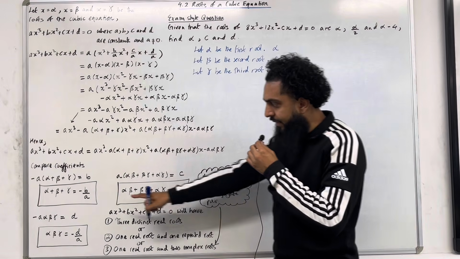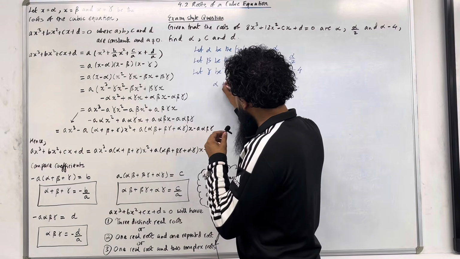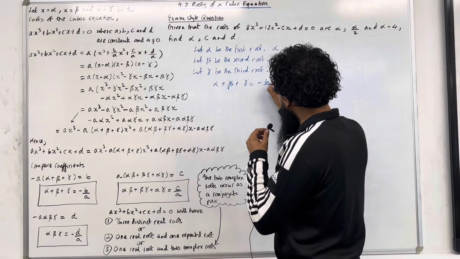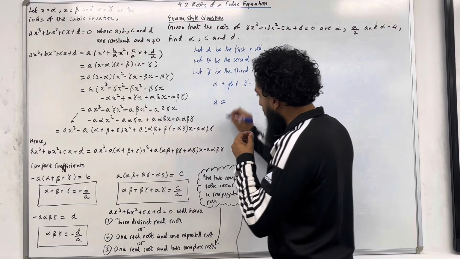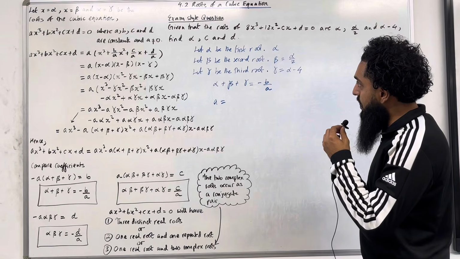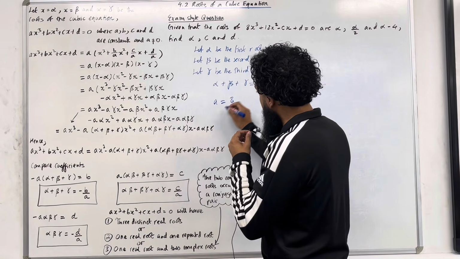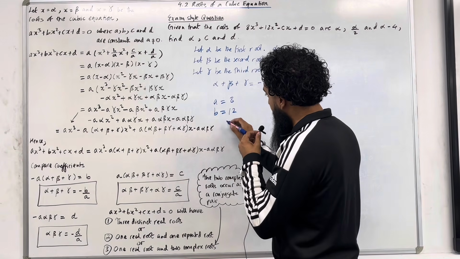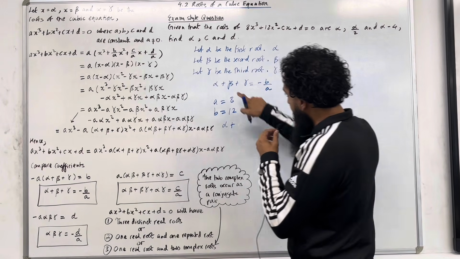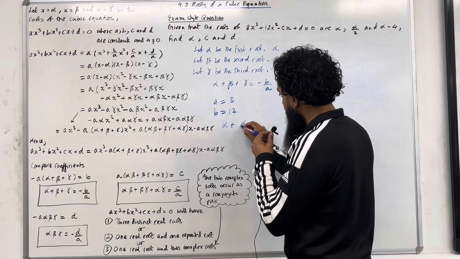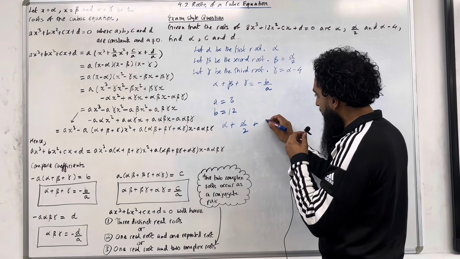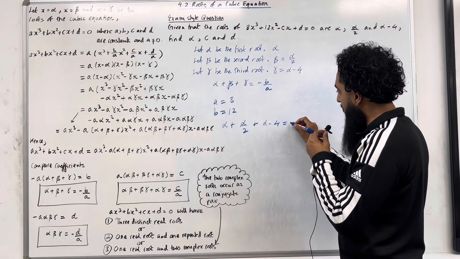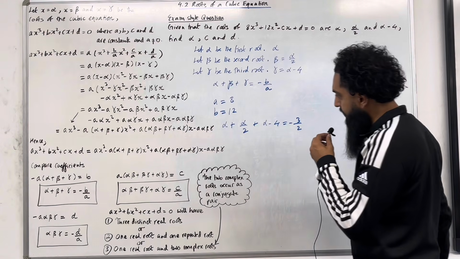Now using this key fact over here, we know that alpha plus beta plus gamma has to equal minus b over a. So for our given cubic, a, the coefficient of x cubed, is 8. b, the coefficient of x squared, is 12. So we have that alpha plus the beta, which is alpha over 2, plus the gamma, which is alpha minus 4, has to equal minus 12 over 8, which becomes minus 3 over 2.